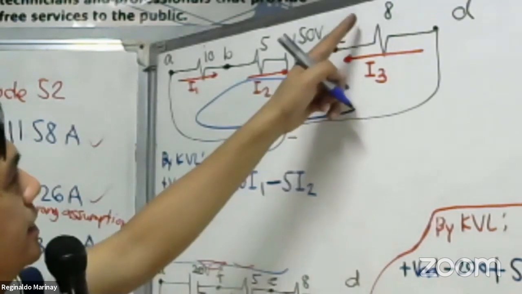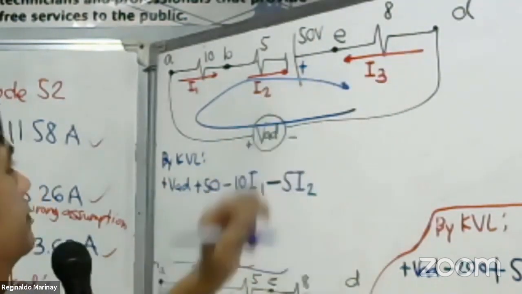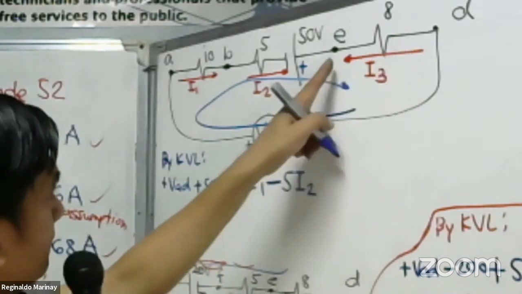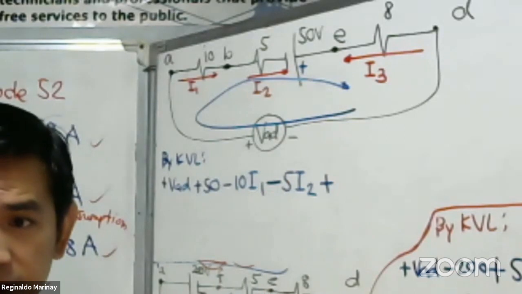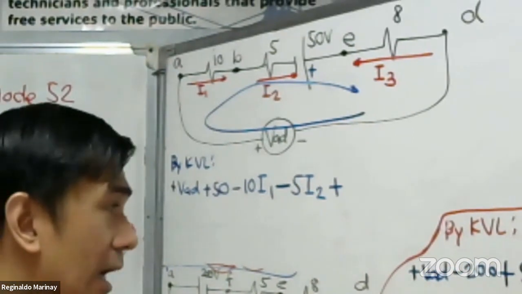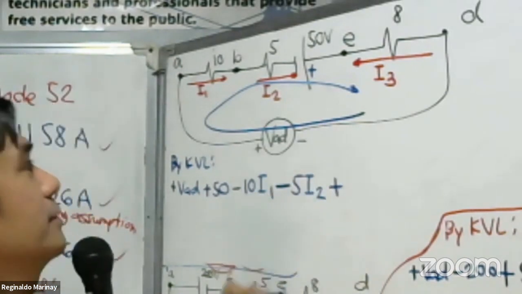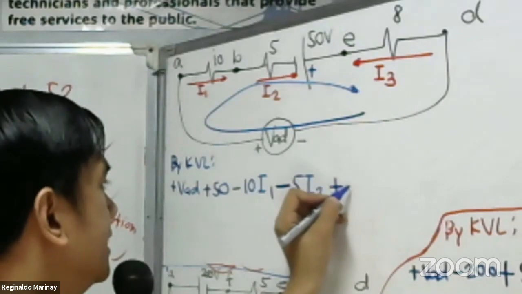Okay, what about here in the 8 ohm resistor? This is going to the left. Okay? To the left, to the right, direction, 1, 2, 2 lines. Meaning it is positive. Okay? Two directions, two lines. Positive. So we have here 8 I sub 3.